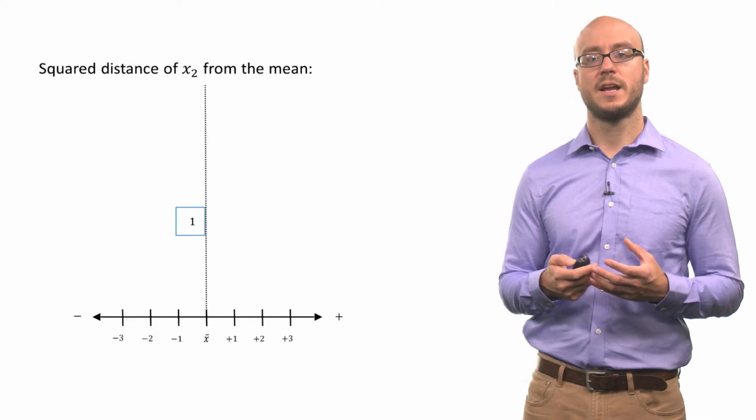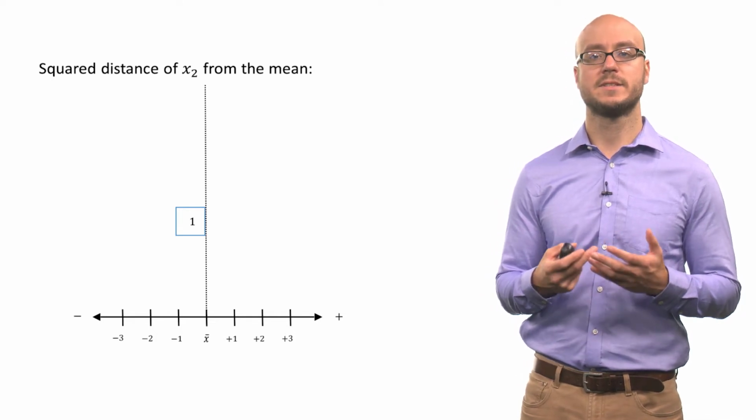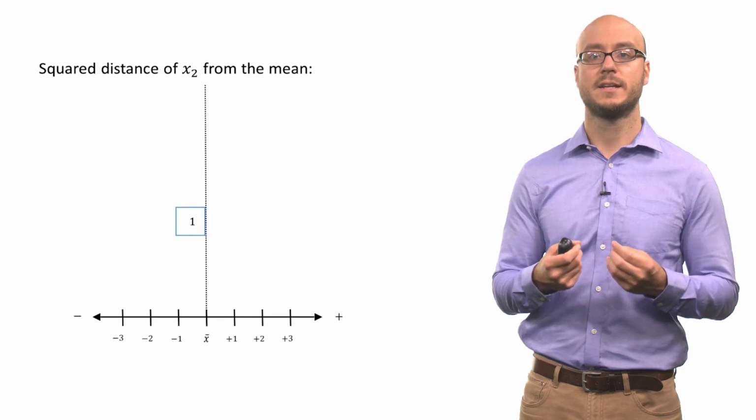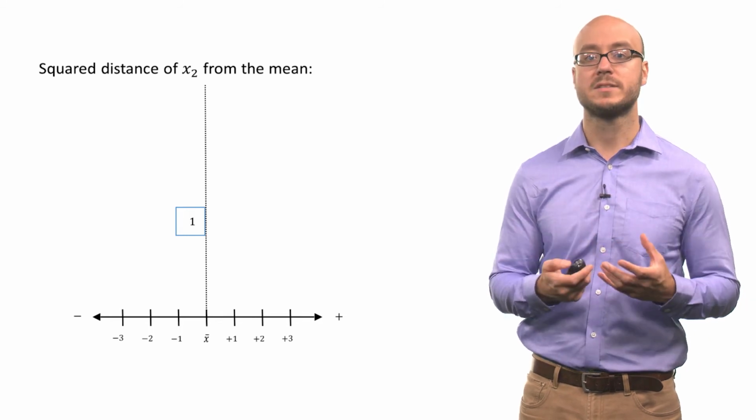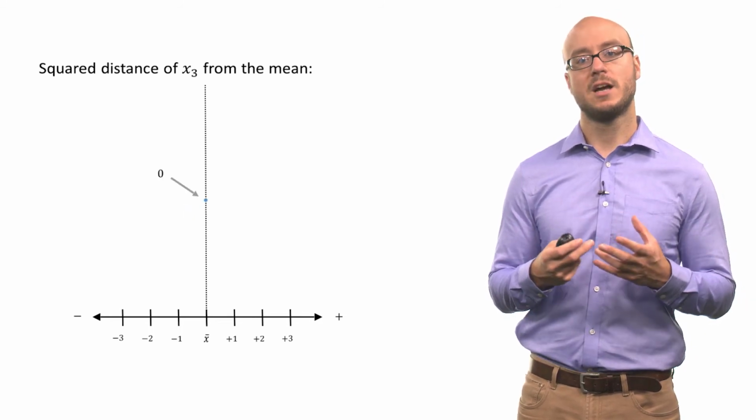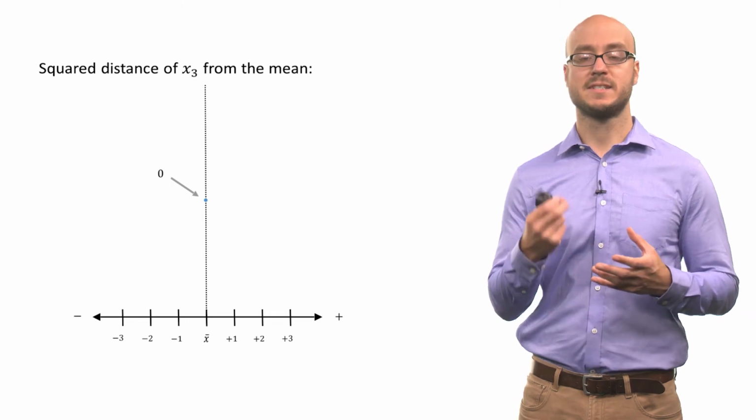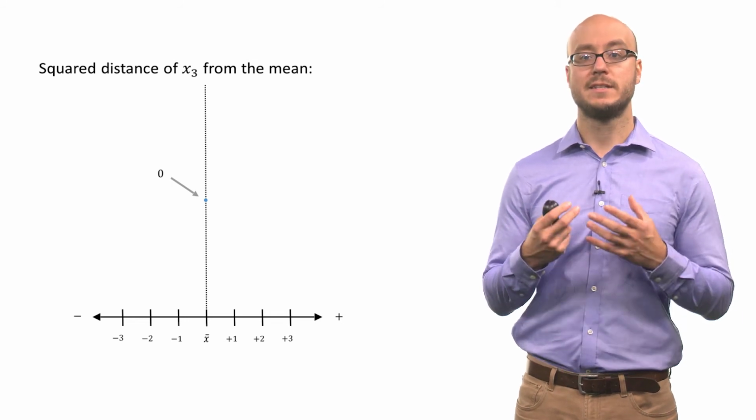So instead of assigning that second observation a distance of -1, we now assign it this squared distance of 1. The next observation has a value of 3, and since the sample mean is 3, that distance is 0.